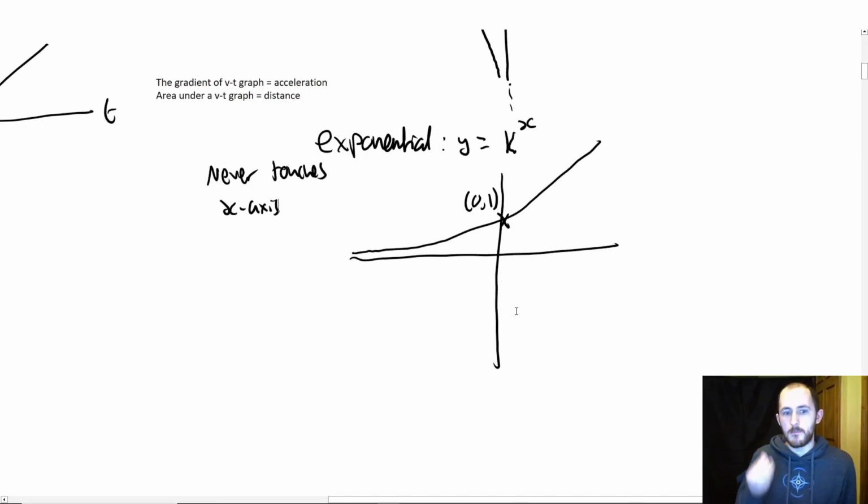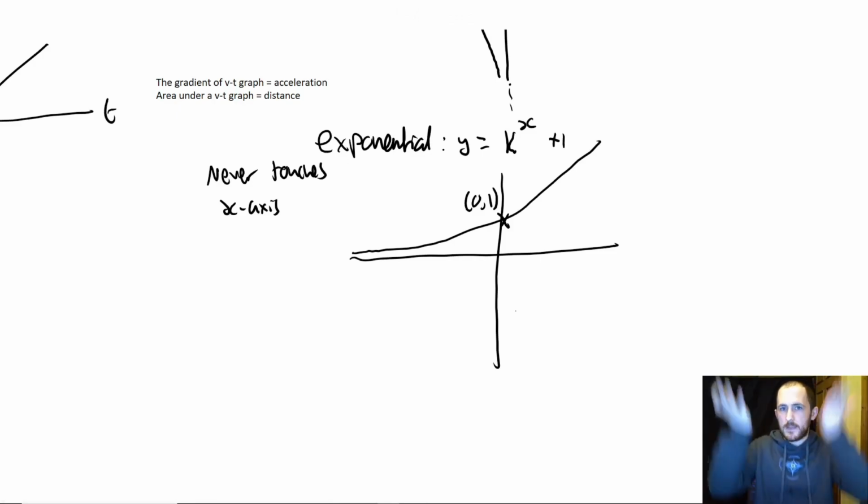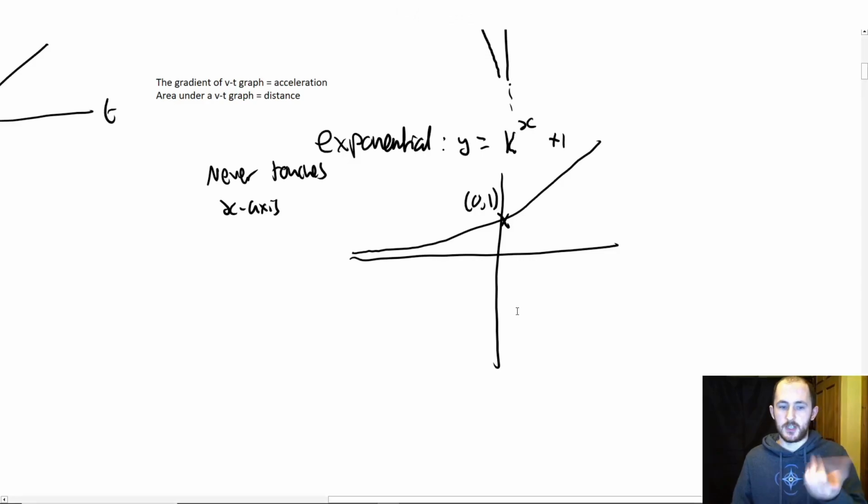But of course, remember, we can transform things, right? So think about what happens if you added 1 to it. Moves everything up, so it doesn't cross there. That's actually something we need to go through as well, the transformations, in a second. Lots of stuff to get through.